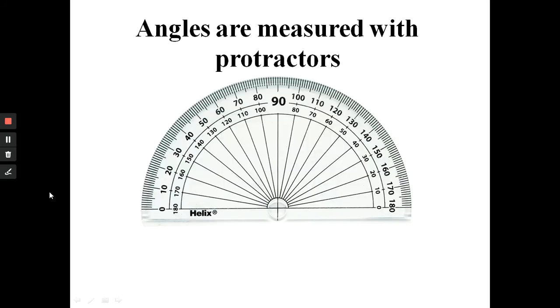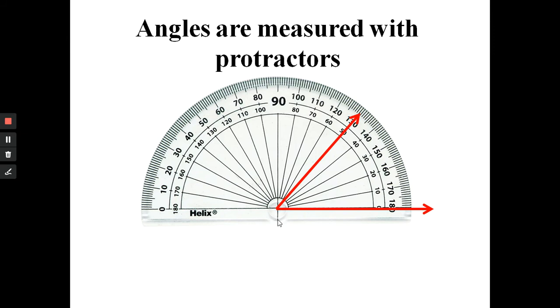Okay, so angles are all measured with a protractor. Here's what a protractor looks like in case you've never seen one. And just a quick review. Let's say we have an angle. Here's an angle, this red one, and we want to measure how many degrees that angle is.